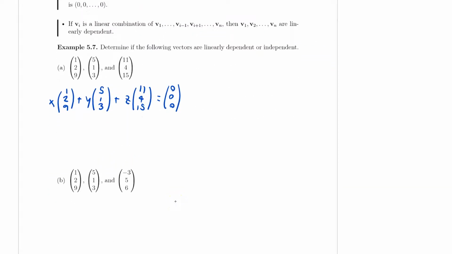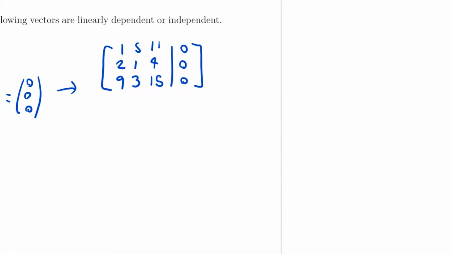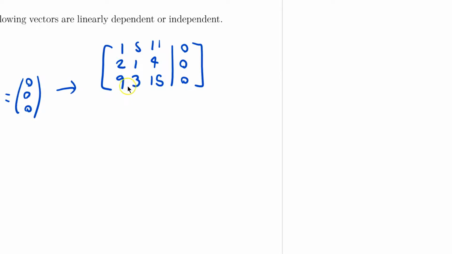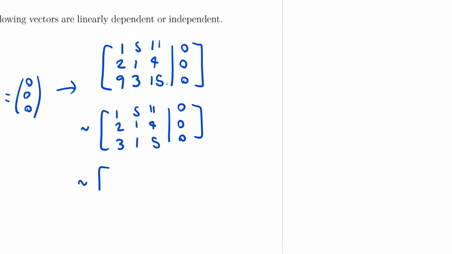Now, if I were to write this in matrix form, I'm going to get 1, 2, 9, 5, 1, 3, and then 11, 4, 15. And my right hand side would just be 0. Now, this should look strikingly familiar, but let me just solve this just like we normally would. If I do the row operation on this, I can divide the third row by 3. So I'm going to get 1, 5, 11, 2, 1, 4, and then 3, 1, 5. Let me just do this very quickly. Then I can subtract 2 times row 1 from row 2 and then 3 times row 1 from row 3.